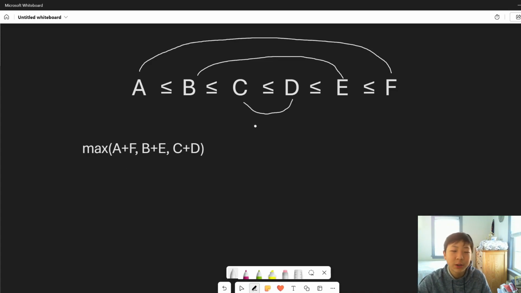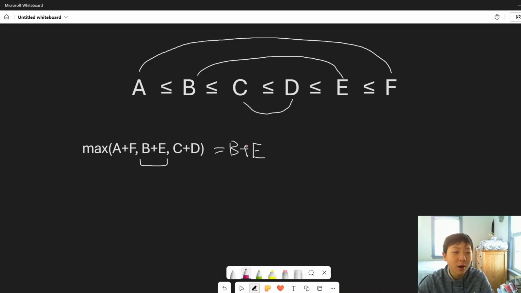Well, we're given here 6 integers, and I've named them A, B, C, D, E, F, and they're sorted already in ascending order. Our best solution is going to be the maximum of A plus F, B plus E, C plus D. So first let's try to assume that B plus E is the biggest. We could very well assume that A plus F is the biggest or C plus D is the biggest, but just to make an example, let's put B plus E as the biggest.